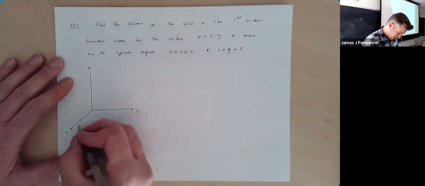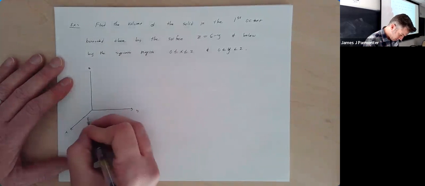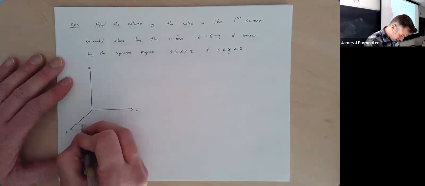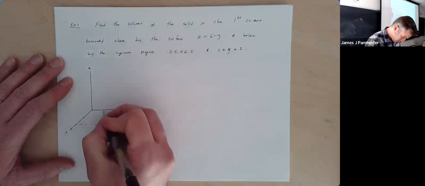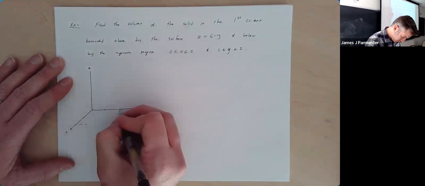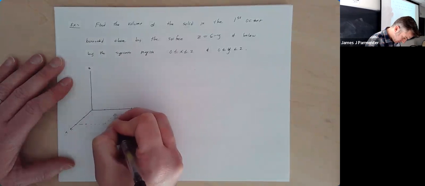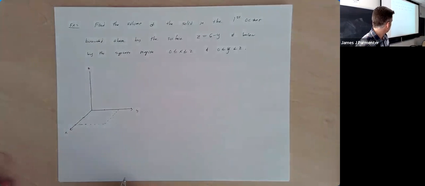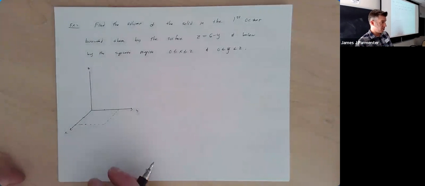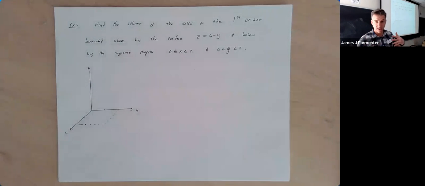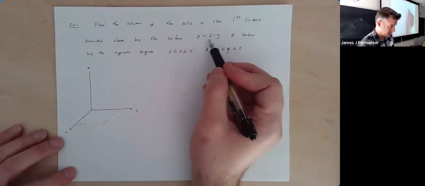So here's kind of my region in the XY plane. So that's kind of the square that our surface is going to be living above. And then our surface is the plane z equals 6 minus y.